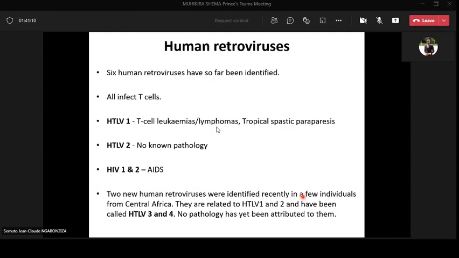So among the human retroviruses, all infect T cells. We have HTLV-1, the human T lymphotropic virus type 1, which causes T cell leukemia and tropical spastic paraparesis, and we have type 2, which does not have a known pathology yet, and we have HIV-1 and 2, which cause AIDS. Recently two other types, HTLV-3 and 4, were discovered, but no pathology has yet been linked to them.